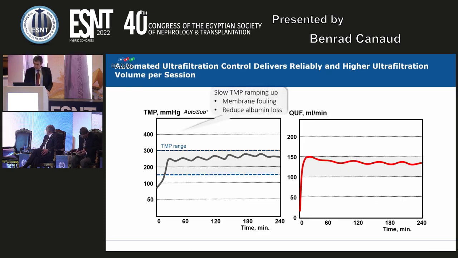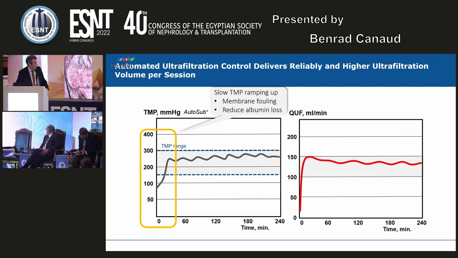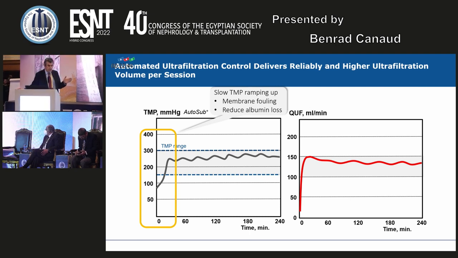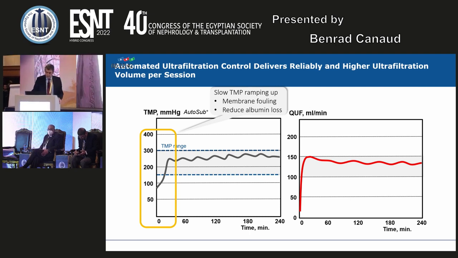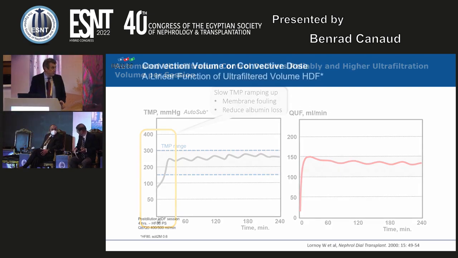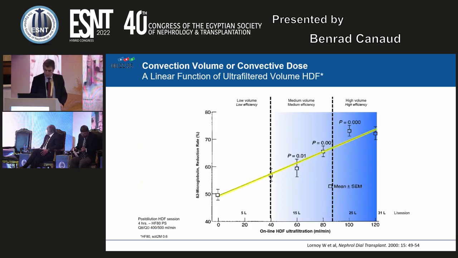But the good point in this setting, I put that in this element: if you just ramp up the transmembrane pressure slowly within 30 minutes, what you do is, of course, you put the albumin or the protein, you fool the membrane, and then you prevent albumin loss, which is very important in these parameters and settings. As I said this morning, the more you put the membrane under stress, the more you expose the membrane to albumin loss.